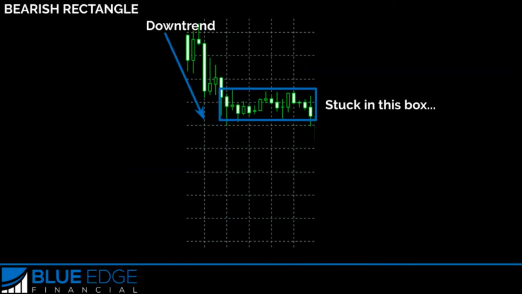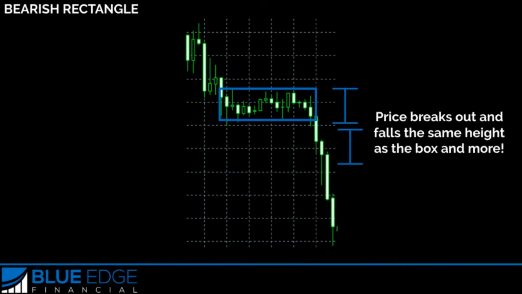Starting with the bearish rectangle, this is formed when the price consolidates for a while during a downtrend. You can think of it as though sellers are catching their breath for a minute. So here we have the downtrend, and then you see that it's just kind of stuck in this box as the sellers catch their breath. And then once the price falls below this support line right here and breaks out of this box, it's going to continue even lower.